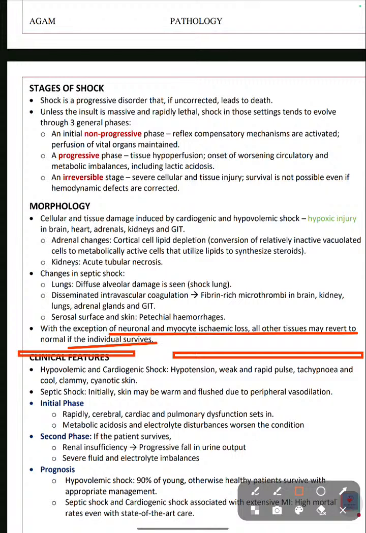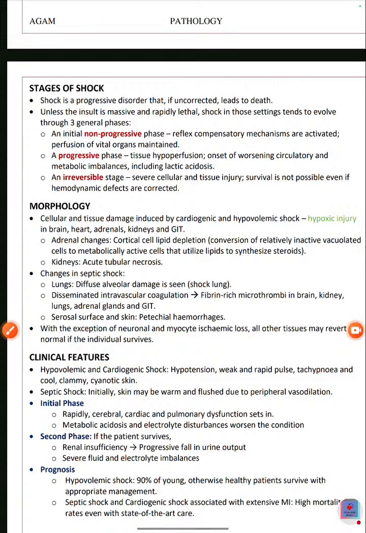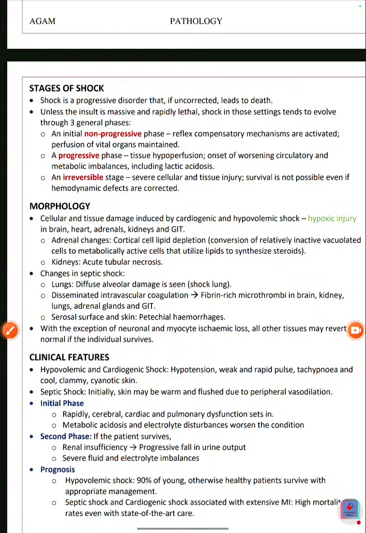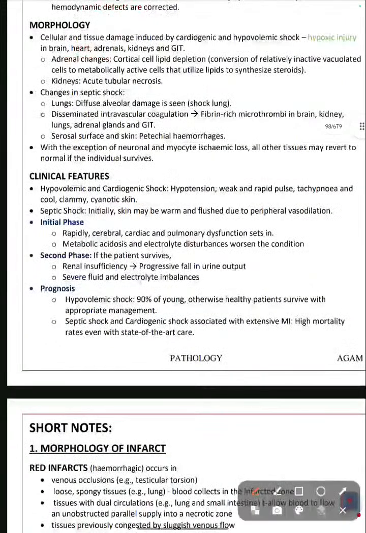Let's talk about the clinical features. So here, what is there? In hypovolemic and cardiogenic shock, hypotension, weak and rapid pulse, tachypnea, and cool, clammy, cyanotic skin are the clinical features.